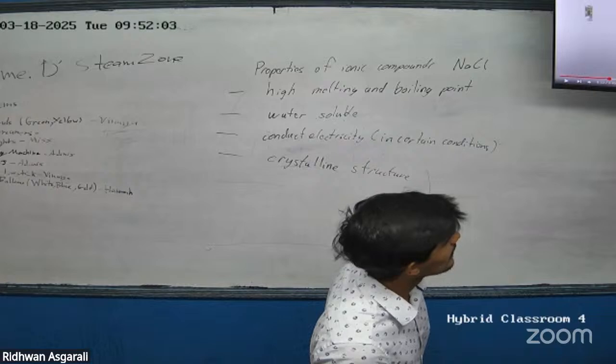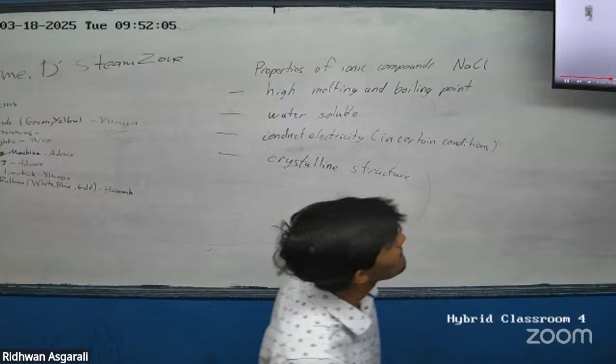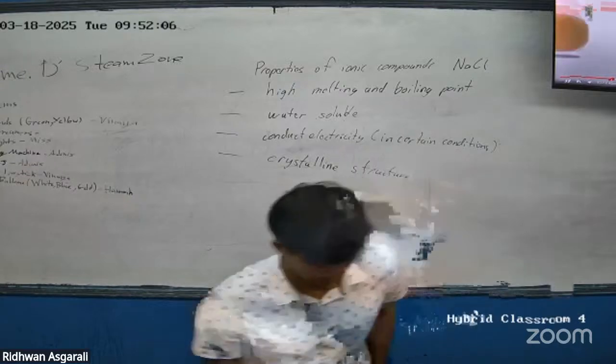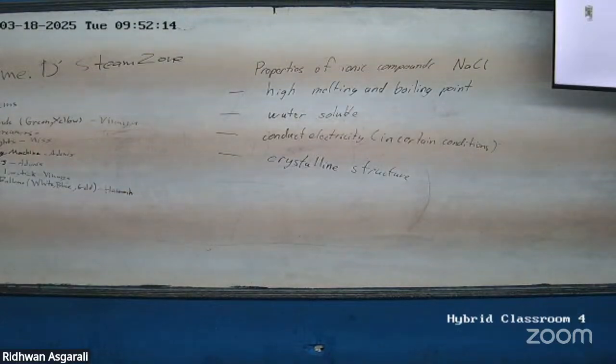Structures. When we talk about sodium chloride, there aren't actually any individual sodium chloride molecules. Instead, the sodium and chloride ions are arranged in a regular repeating 3D pattern known as a giant ionic lattice.